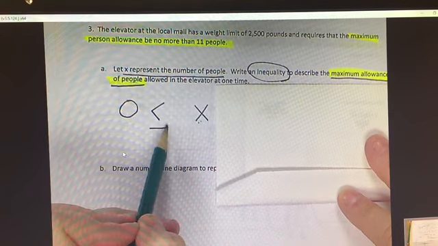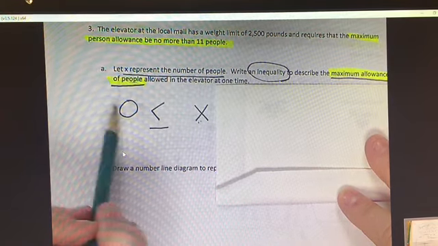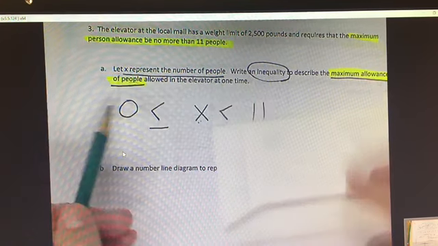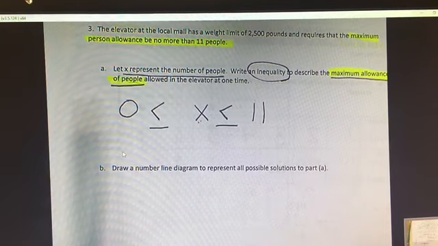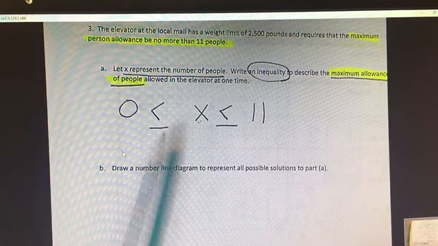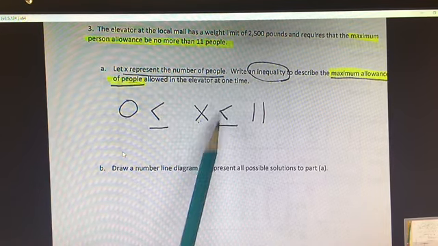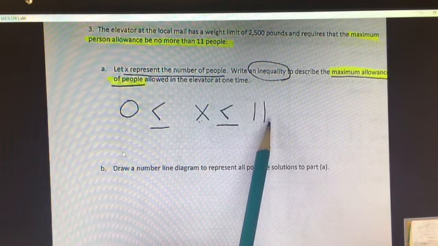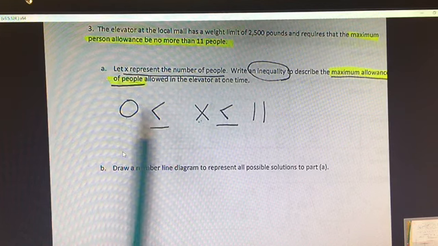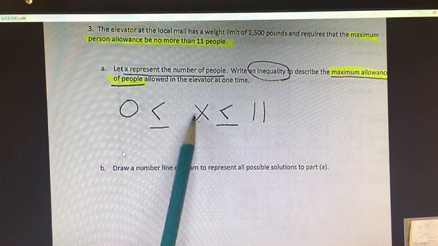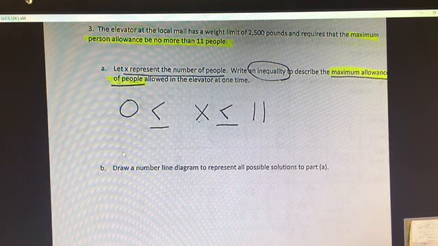So we could have 0 people, okay? We could have 1, 2, 3, 4, 5, okay? So our expression, or inequality statement, excuse me, is 0 is less than or equal to X, which is less than or equal to 11. Okay, so the number of people that we have has to be between 0 and 11 people.